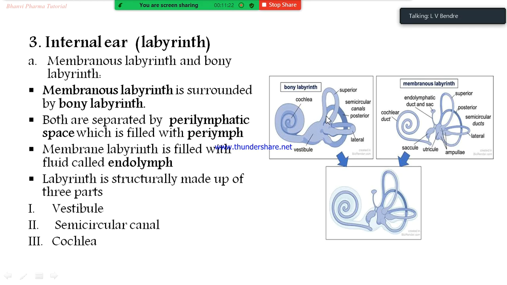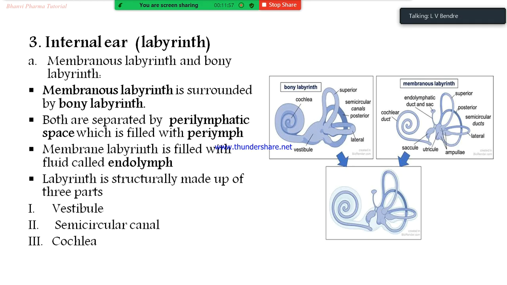This area is the perilymphatic space, which is filled with perilymph. The membranous labyrinth is filled with a fluid called endolymph.